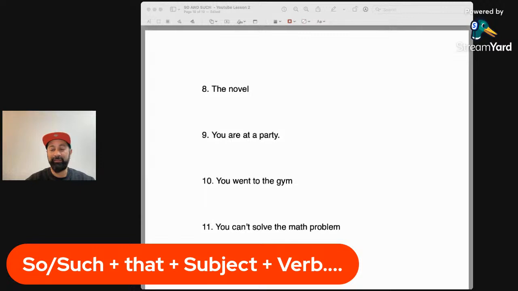What is your answer for the novel? All right, what are your answers for this? The novel. Novel is a type of book. So make a sentence describing the book and then giving me some extra information about it.